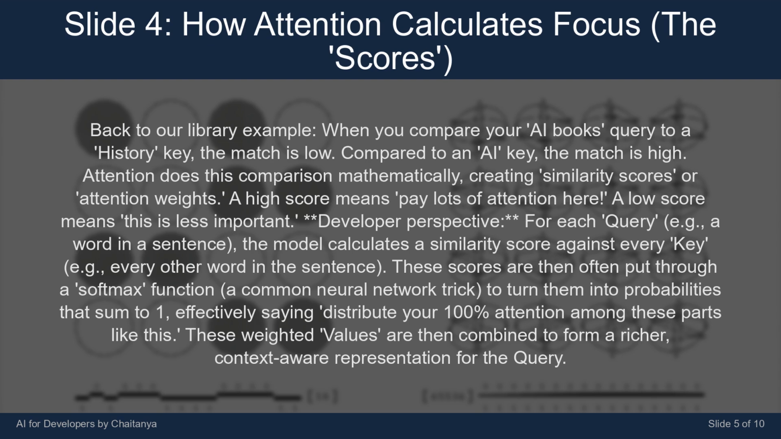Developer perspective. For each query, e.g., a word in a sentence, the model calculates a similarity score against every key, e.g., every other word in the sentence. These scores are then often put through a softmax function, a common neural network trick, to turn them into probabilities that sum to 1, effectively saying, distribute your 100% attention among these parts like this. These weighted values are then combined to form a richer, context-aware representation for the query.